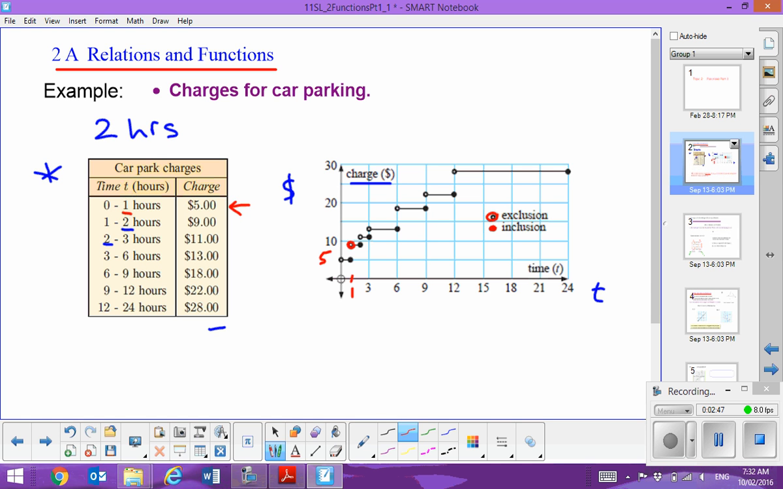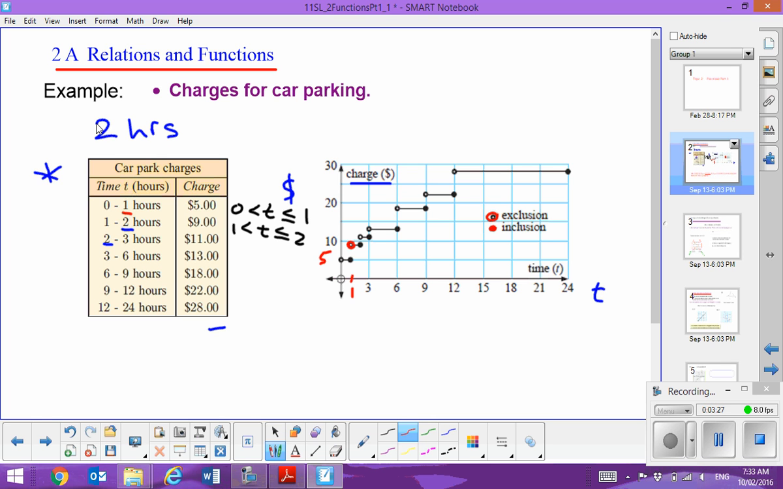A better way of writing that, and this is actually included in the textbook, is to go 0 less than t, for our time, less than or equal to 1. It has to be less than or equal to 1 and anything greater than 0. Obviously at 0 you're not going to be charged $5. The next section here is going to be any time greater than 1 but less than and including 2. So this graph on the right shows that data with the open circle and the closed circle notation.